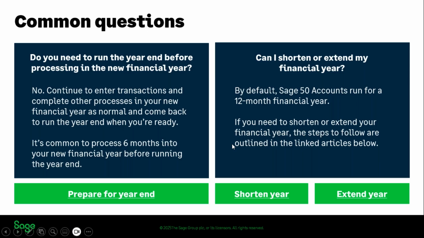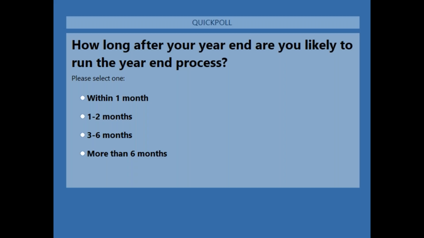Like I said, we're going to do a quick poll first of all. So I'm going to pop that across onto the screen now for you. There isn't a right or wrong answer to this. This is us trying to gauge from you as a user when you think you are likely to run your year-end process in the software. So how long after the year end ends are you actually likely to run the process?